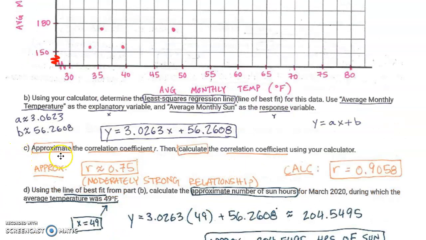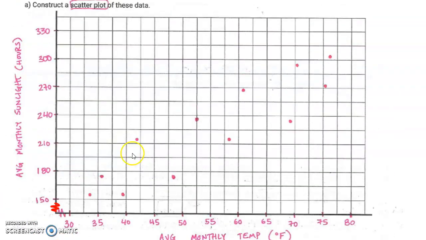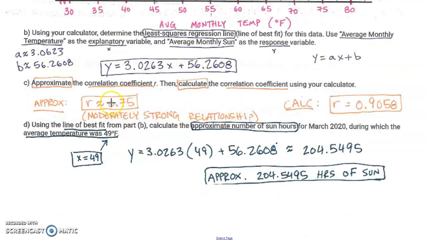For letter C, it talks about approximating the correlation coefficient. If I look at this, I can draw a line of best fit that kind of goes through here. It looks like a fairly strong relationship. The line would probably be fairly close to most of these points. So I'm going to say that this is a fairly strong relationship. My guess was that it's about 0.75.